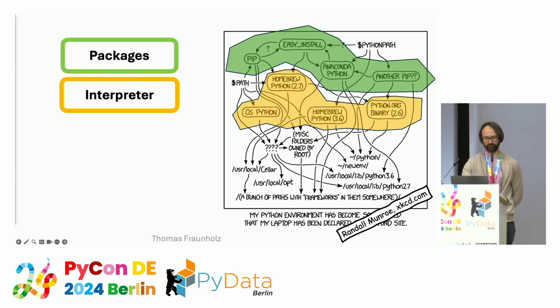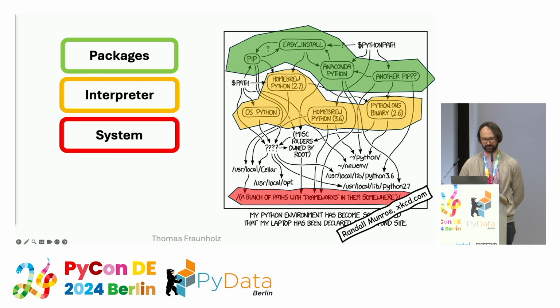But then the third level comes, the system level. That's what I mentioned earlier: when you become a machine learning expert or data scientist and you want to use hardware acceleration, at that point you have to install some C or C++ libraries, for example, on a system level. And there, to my knowledge, we don't have really good solutions in our Python ecosystem.